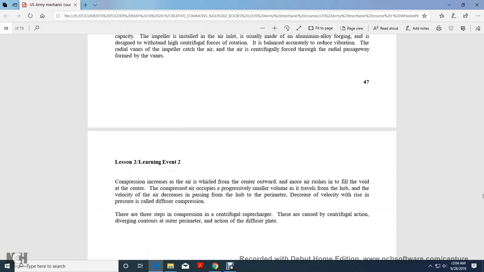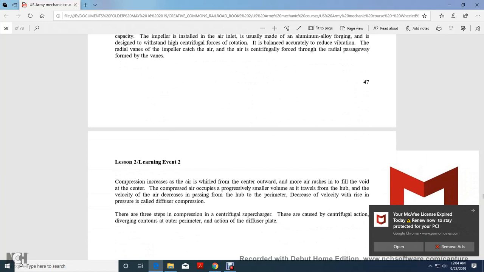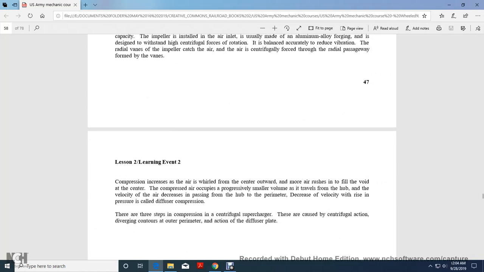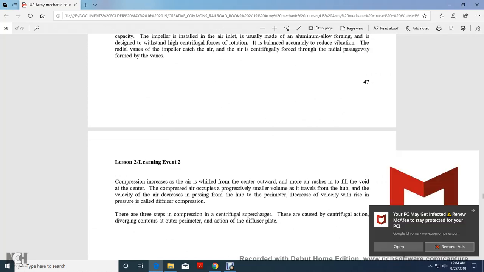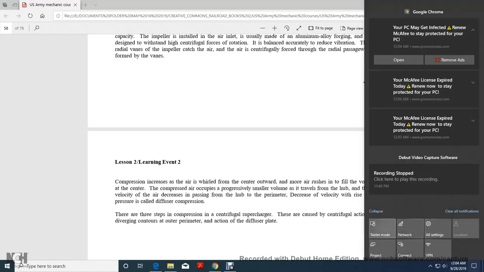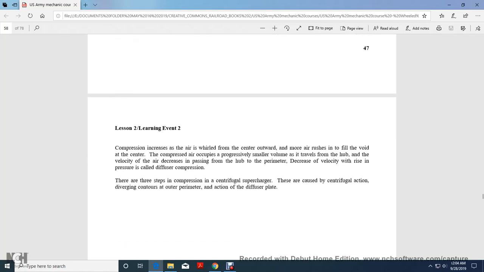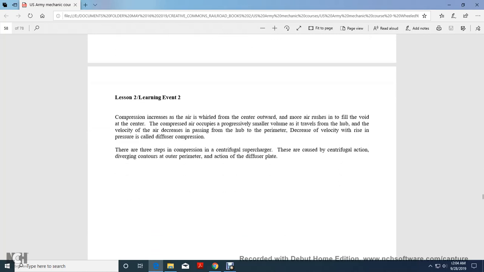Compression increases as the air is whirled from the center outward. As more air rushes in to fill the void at the center of the compressor, the air is progressively squeezed into a smaller volume. As it travels from the hub to the perimeter, the velocity of the air decreases while the pressure rises; this is called diffuser compression. The three steps of compression in the centrifugal supercharger are the cuff with the centrifugal action, the diverging contour of the outer perimeter, and the action of the diffuser plate.